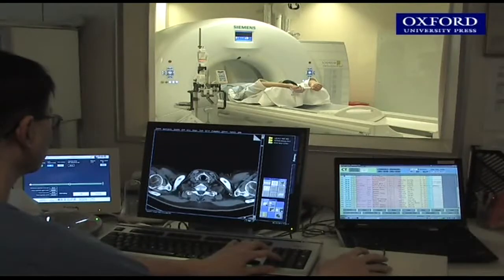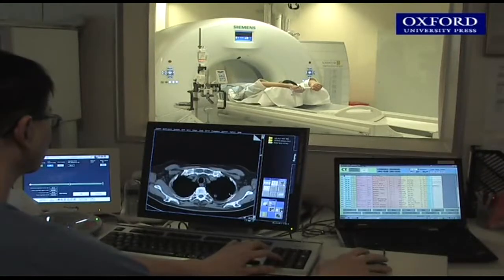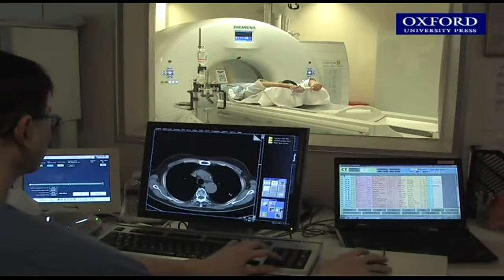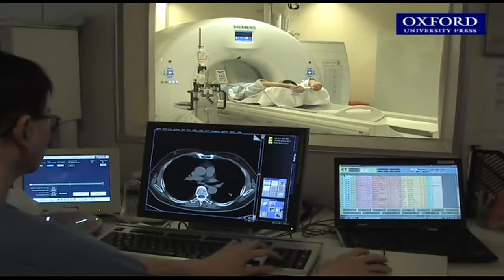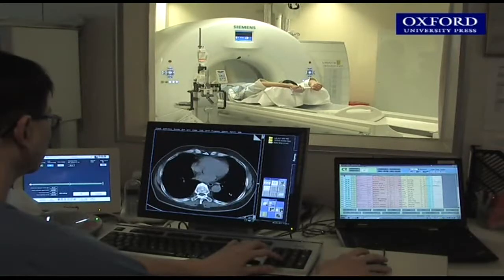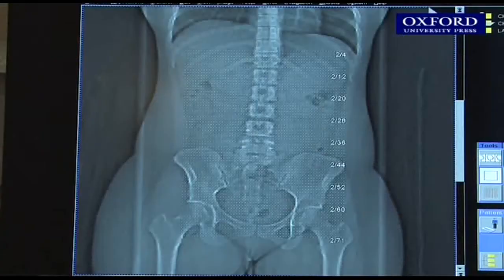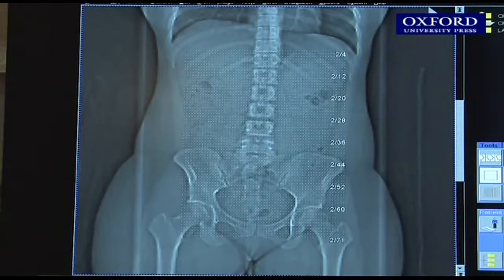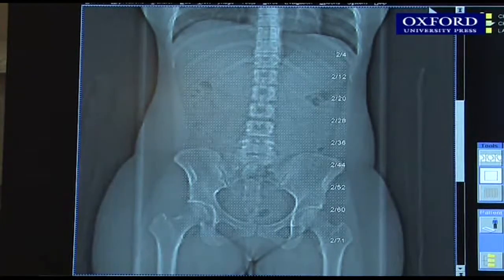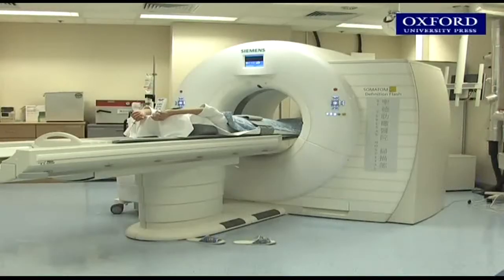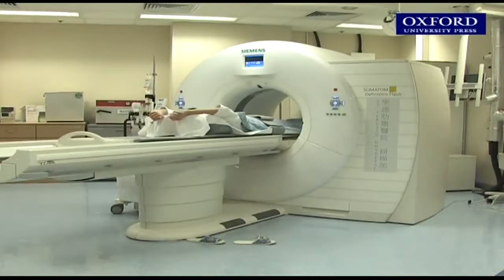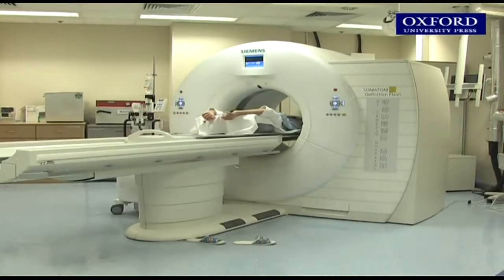The radiographer in another room monitors the patient through a window and controls the scanner with a computer. An initial low-dose scan is performed to show a rough image of the patient's body. The radiographer will use this to plan the subsequent scans for the part of the body of interest.